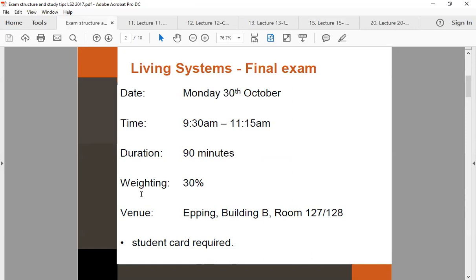All right, the weighting for this final exam is 30%. It's at Epping, of course, in Building B, that building next to the cafeteria, in room 127, 128. Don't forget to bring your student card. This is important because there will be external invigilators supervising the exam. They don't know you guys, so they need to have photo evidence of your identity.